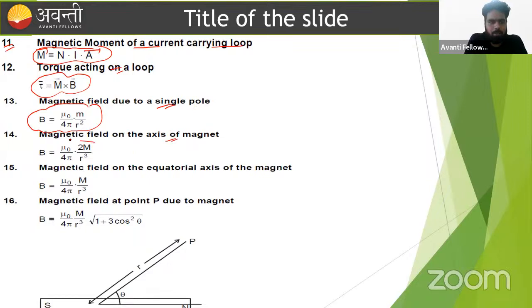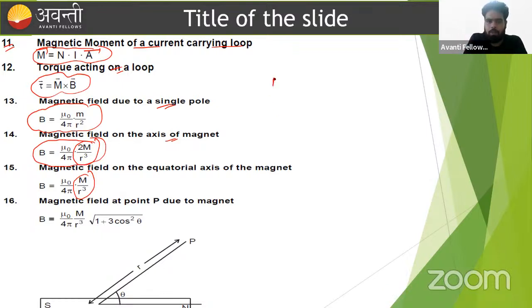Magnetic field at an axial point is just similar to the dipole. That is k p upon 2r cube, so similarly mu naught upon 4 pi, 2m upon r cube. At the equatorial point, it is m upon r cube, where m is the magnetic moment.